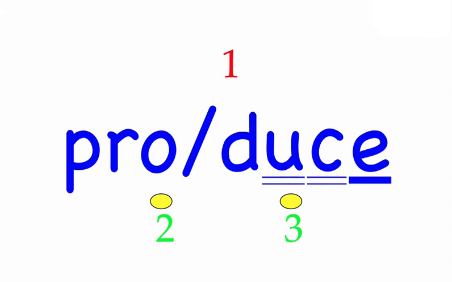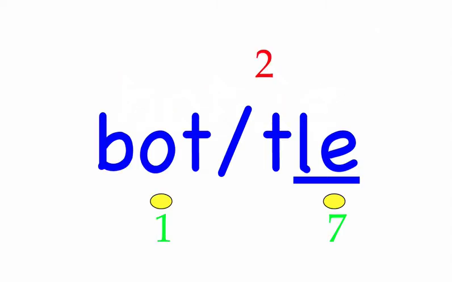The next word is bottle. Give the baby a bottle. Bottle, 2 syllables. First syllable, bot, 3 sounds: B, a, t. Tull, 2 sounds: T, ul. Bot, tull. Mark the word.